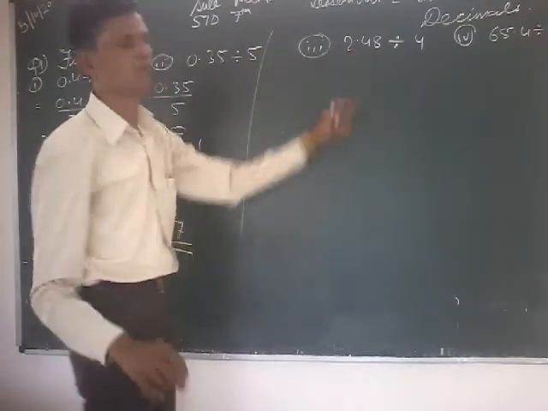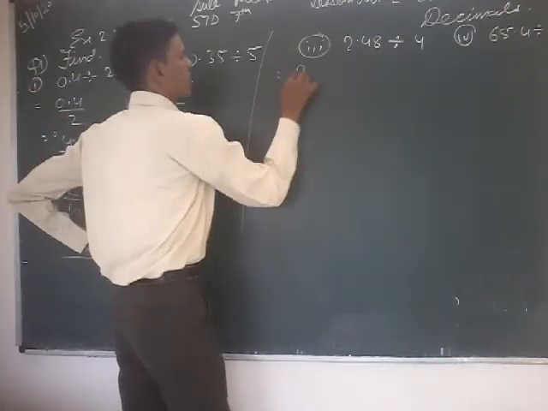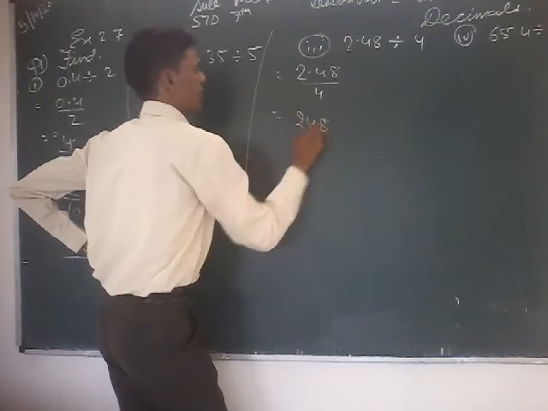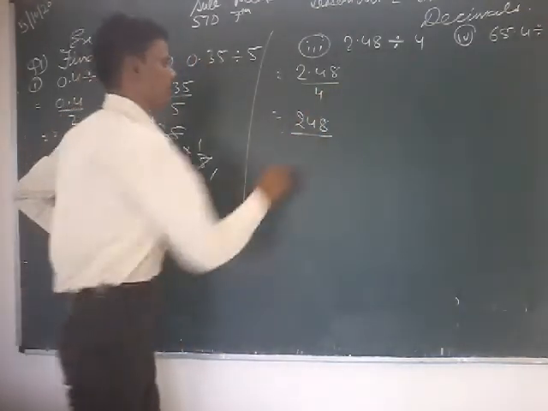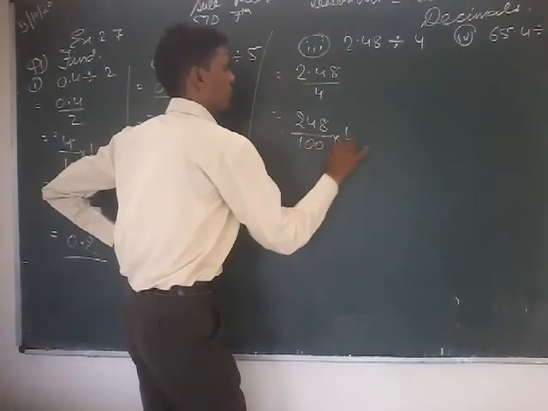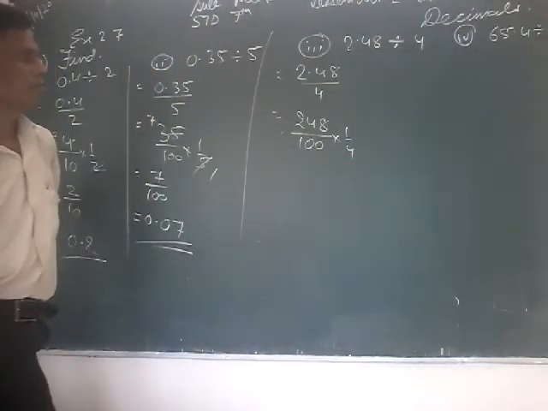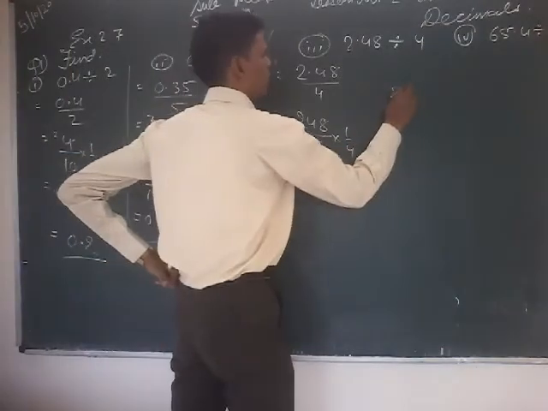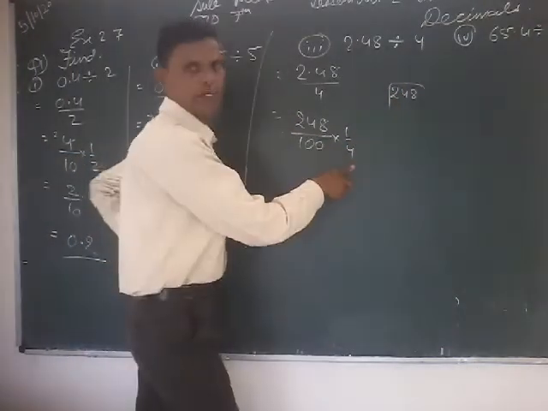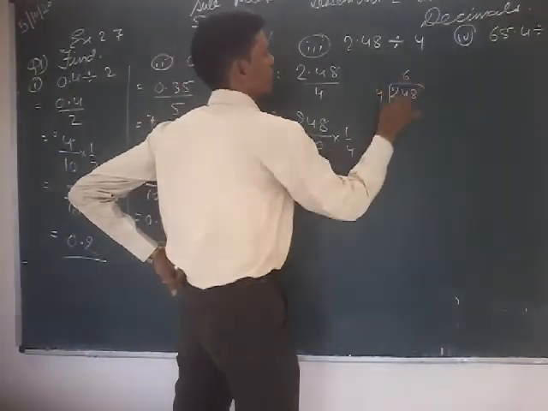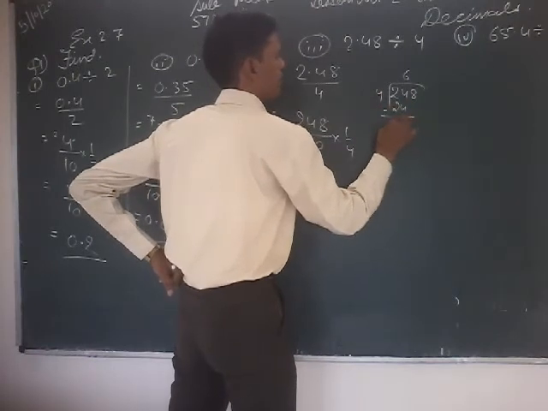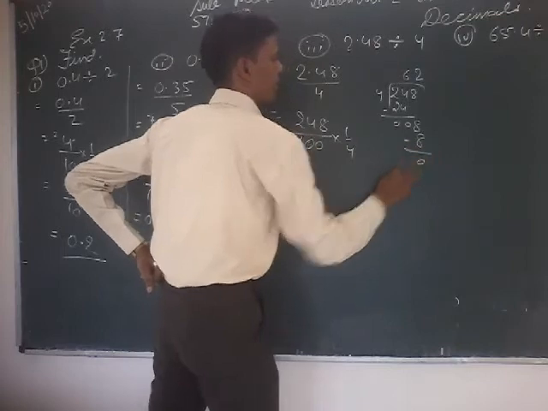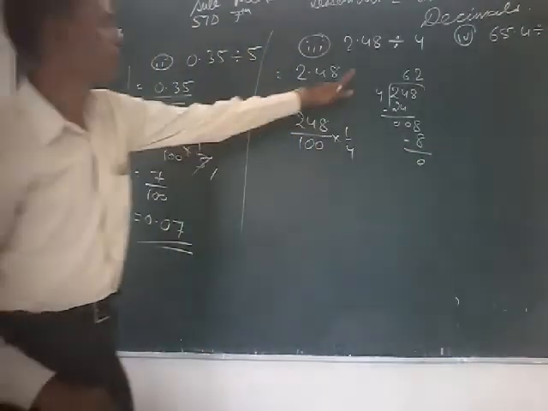Next question is 2.48 divided by 4. 2.48, there are two digits after the decimal. So we write 248 upon 100 into 1 by 4. Here 248 is a bigger number, so you can divide it, 248 by the denominator 4. 4 sixes are 24, minus 24 is 0. Bring this 8 here. 4 twos are 8.